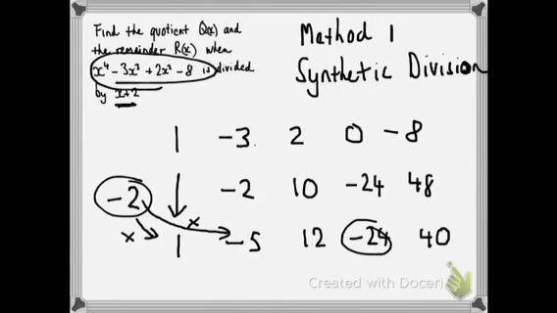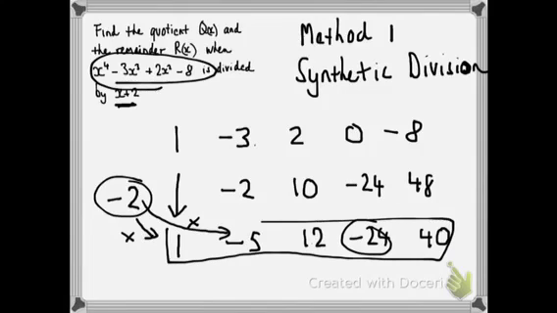So what's significant now is the bottom row of the grid: 1, negative 5, 12, negative 24, and 40. I might copy this grid over to the next slide, and we'll have a look in more detail at how the answer arises from what we've got.